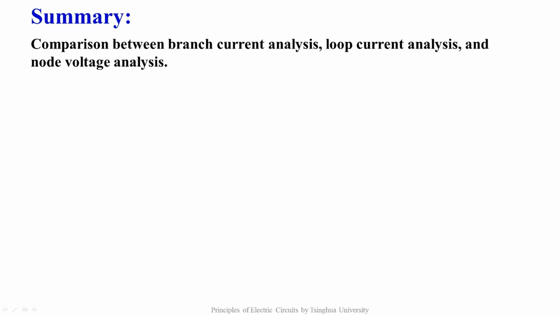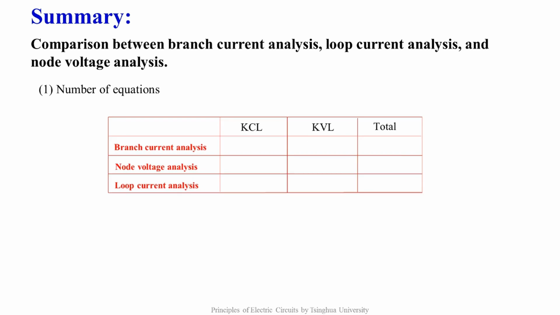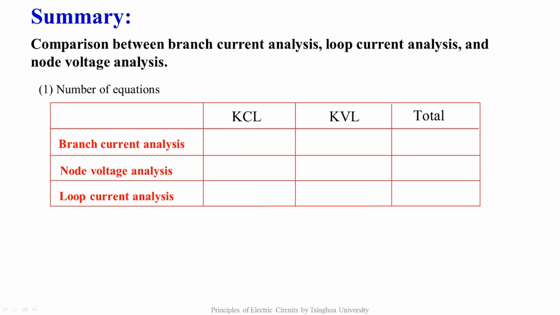Finally, we make a comparison among the 3 methods, that is the branch current analysis, the loop current analysis, and the node voltage analysis. Firstly, let's have a look at the number of equations they require respectively. We talk about a circuit consisting of n nodes and b branches. For the branch current analysis, it needs n-1 KCL equations and b-n+1 KVL equations. The total number of equations is b, which is equal to the number of branches.